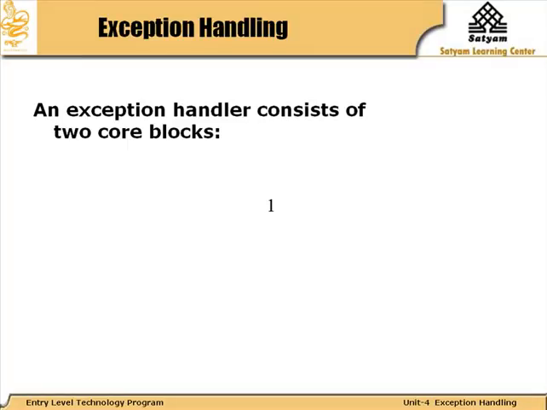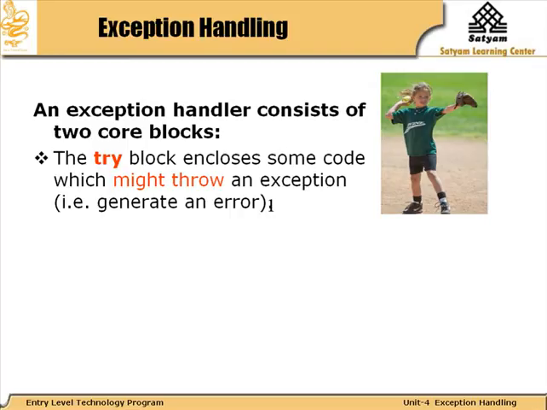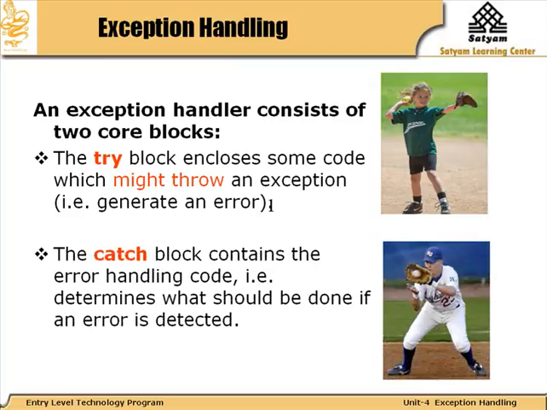An exception handler consists of two core blocks. The try block encloses some code which might throw an exception. The catch block contains the error handling code determining what should be done if an error is detected.